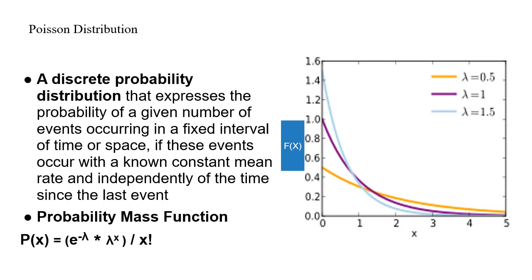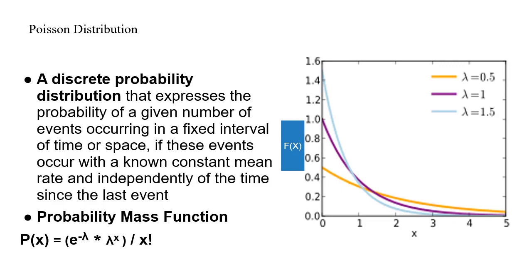In case of Poisson distribution, it is basically given number of events occurring in a fixed interval of time or space if these events occur with a known constant mean rate, that is your lambda, and independently of the time since the last event. So we'll see some examples so that the concept is clear.